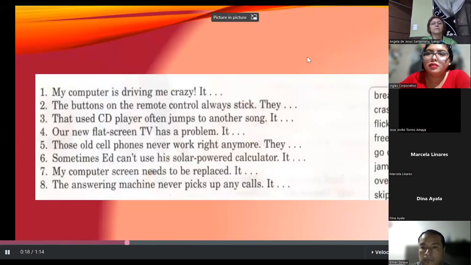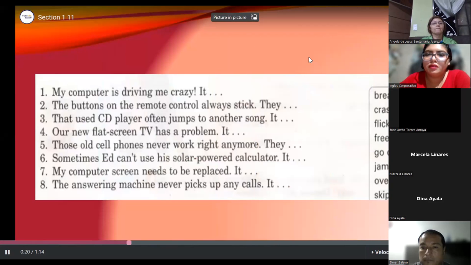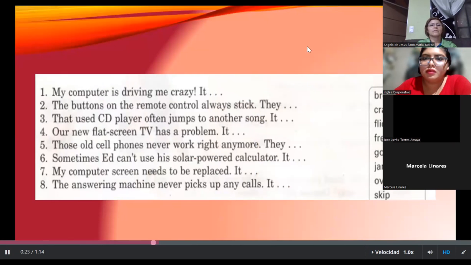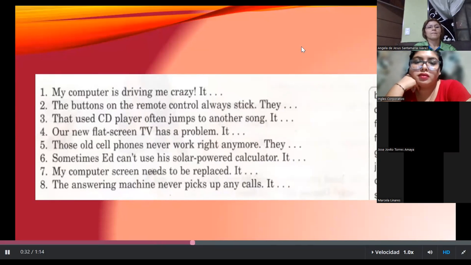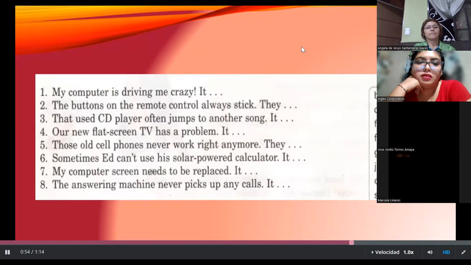My computer is driving me crazy. It. The buttons on the remote control always stick. They. The CD player often jumps to another song. It. Our new flat screen TV has a problem. It. Those old cell phones never work right anymore. They. Sometimes Ed can't use his solar powered calculator. It. My computer screen needs to be replaced. It. The answering machine never picks up any calls. It.